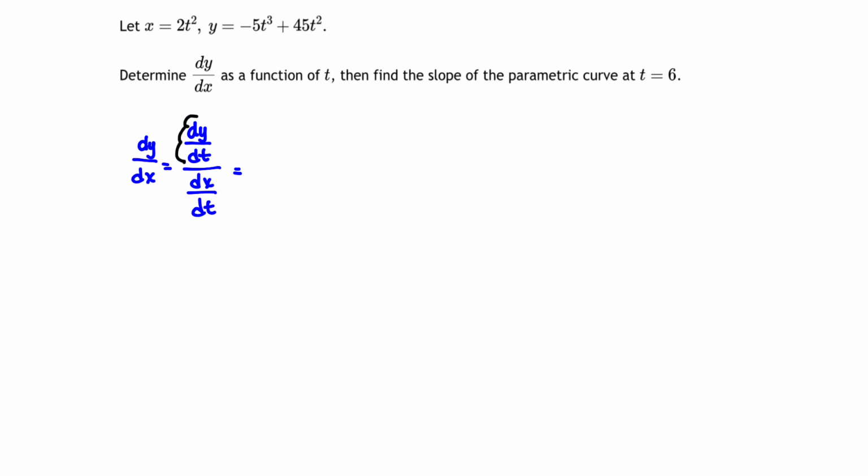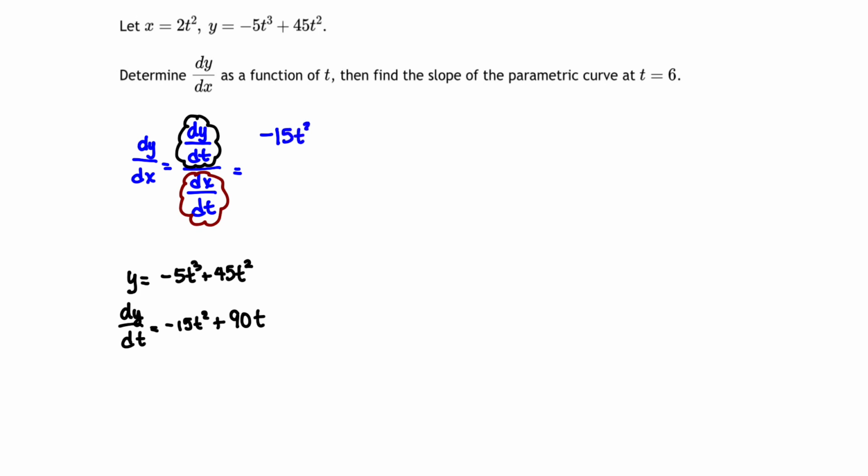We need to calculate the derivative of y with respect to t, and then the derivative of x with respect to t. Let me start with the derivative of y with respect to t. Write down the function y equals negative 5t cubed plus 45t squared. Take the derivative of y with respect to t, and this is just a polynomial function, so we'll just use the power rule for derivatives, and that's going to be negative 15t squared plus 90t. This is the numerator for our function dy/dx. So that's negative 15t squared plus 90t.